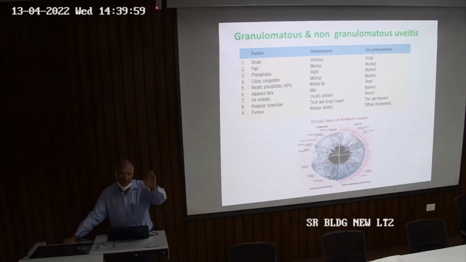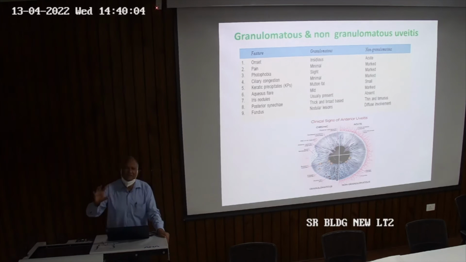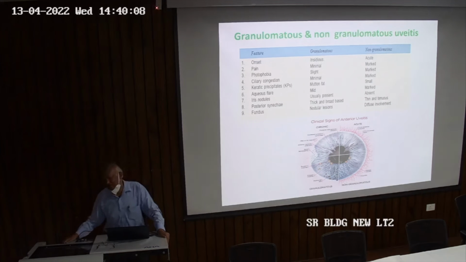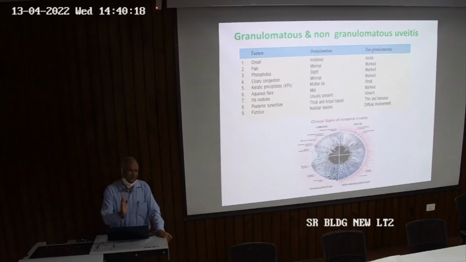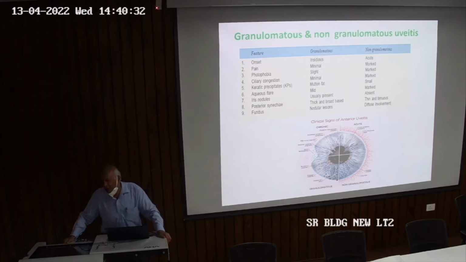Acute cases will have more pain. Or if the KPs are mutton fat and large in size, the synechiae are very thick, or you see iris nodules or Busacca's nodules, these are more common in granulomatous. So immediately we will have a picture of whether it can be granulomatous or non-granulomatous. More pain and circumcorneal congestion are more common in non-granulomatous, and the nodules and other features in granulomatous. So we can diagnose these things.